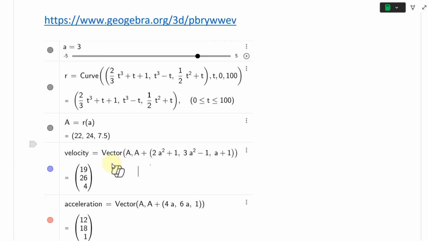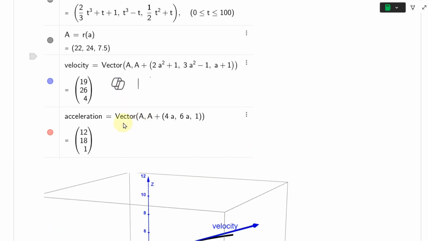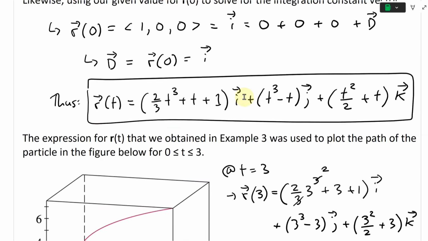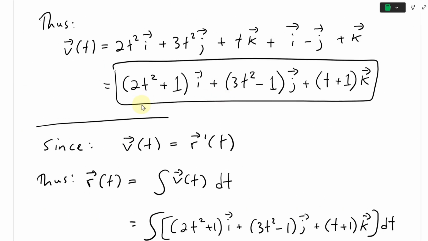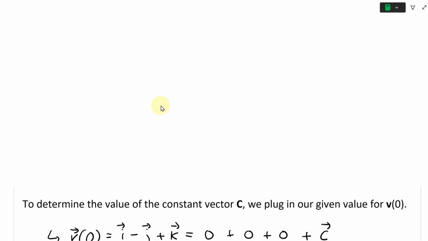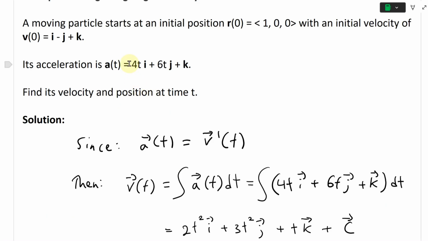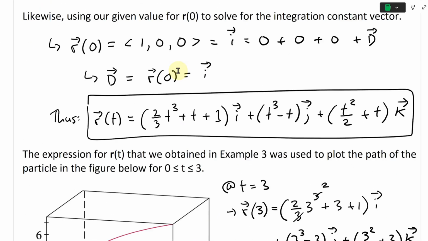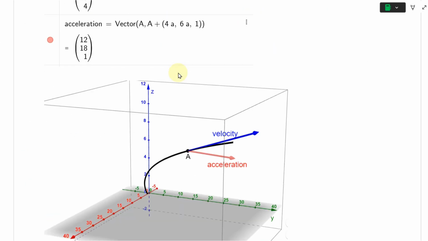All right, and now the last one is acceleration. That's just the vector from a to a plus 4a, 6a, 1. And that's right here. Going with this velocity, and the acceleration we're given is 4t, 6t, 1. In other words, 4a, 6a, and then 1. Yeah, so that's what we have, and then there's a graph like that.